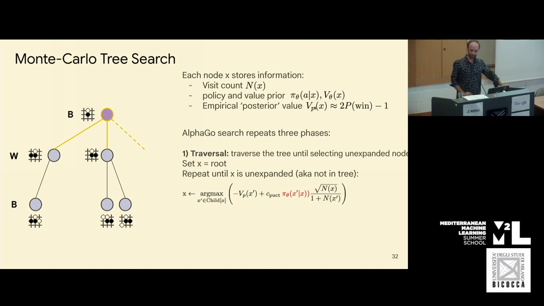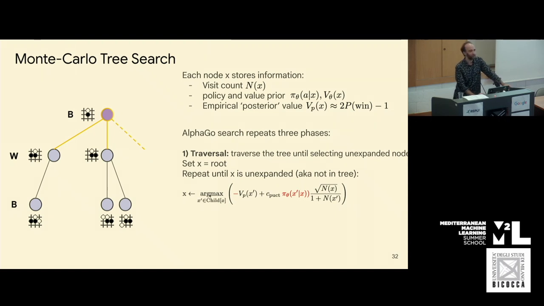So AlphaGo repeats three phases. The first one is called traversal. We start from the root, and we branch according to a formula, and that formula is here. We repeat until we reach an unexpanded node, a node which is not currently in the tree. This dotted line here means this node is not in the tree. I may consider it, but it's not there.